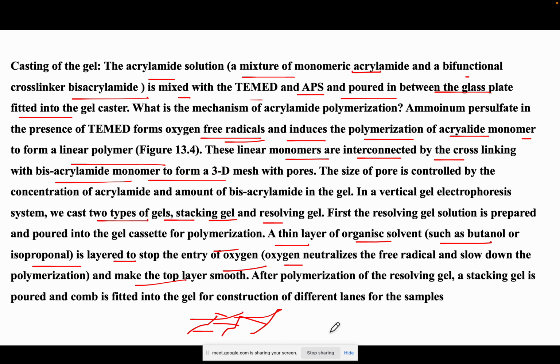If you understand practically, what you'll see is that you will be keeping your glass plates like this and adding your solutions. As soon as you are done pouring your resolving gel, you will top up the resolving gel with a little bit of isopropanol, or any organic solvent, so that oxygen molecules do not interact with your resolving gel and neutralize the free radicals formed during the interaction of APS and TEMED, and it also makes the top layer smooth. After polymerization of the resolving gel, a stacking gel is poured, and as soon as you pour the stacking gel, you will fit a comb. The comb is fitted into the gel to form wells for loading the samples.